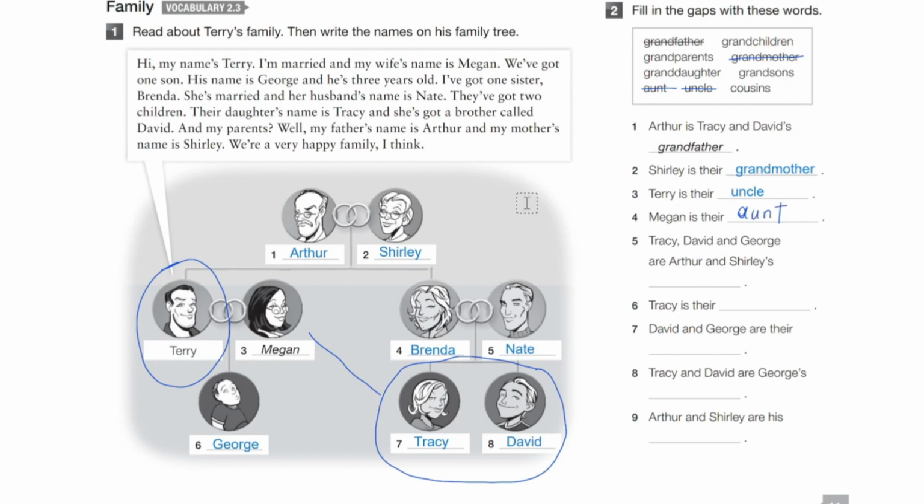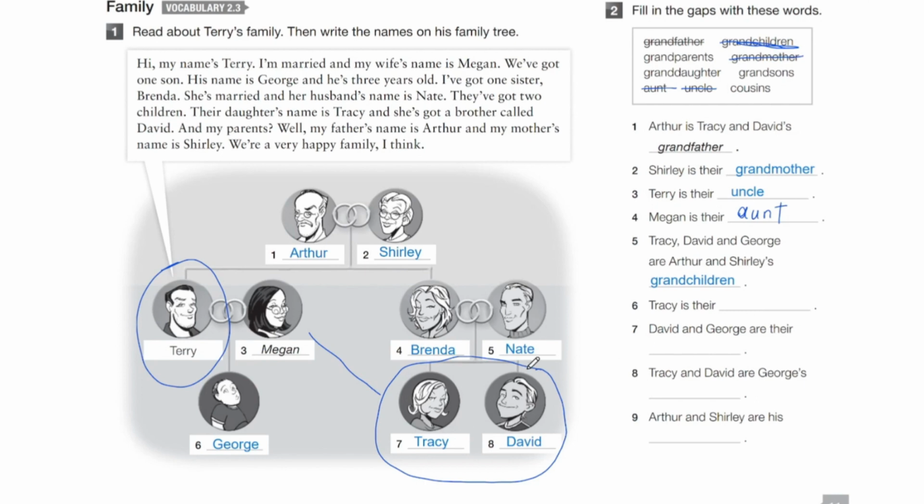A-U-N-T. Right. Number 5. Tracy, David, and George. So we've got here these 3 kids are Arthur and Shirley's. So we've got here 2 boys and 1 girl. So that's going to be grandchildren. They are Arthur and Shirley's grandchildren. That's it. Now we're going to cross it. Grandchildren is gone.